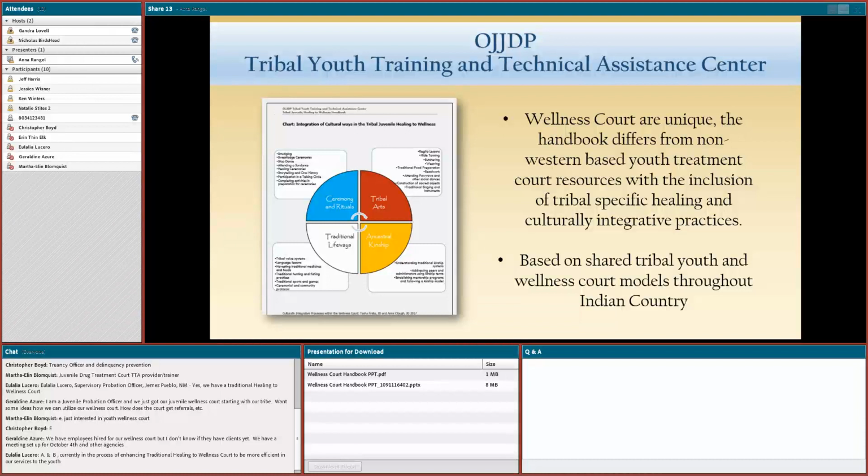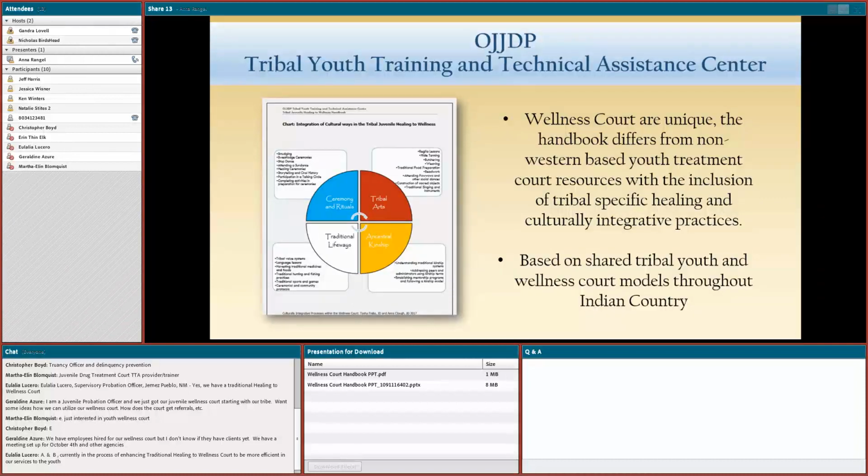So one of the things that makes the Healing to Wellness Court different is that we're looking at the complete person, and from a tribal perspective, that's mind, body, spirit, and it could be within a Western context as well. But we want to make this something that addresses the native spirit, if you will, and so that's why on this diagram we discuss different things.